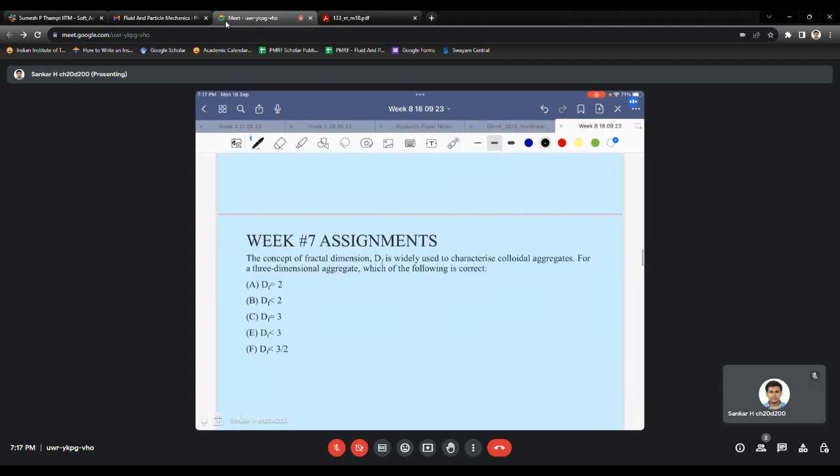So the concept of fractal dimensions which I have explained here is used to characterize colloidal aggregates. For a 3-dimensional aggregate, we know that there will be a porous membrane associated, or there will be some voidages that are there in each aggregate. Therefore, it loses 3-dimensionality and becomes less than 3. The correct answer is the fractal dimension of the colloidal aggregates will be less than 3.